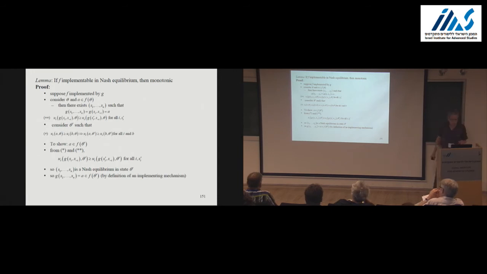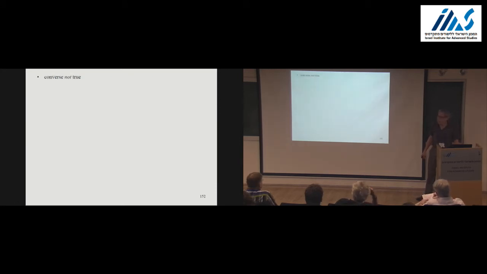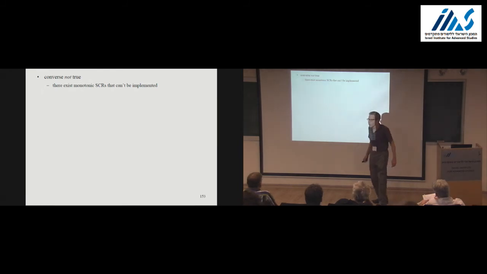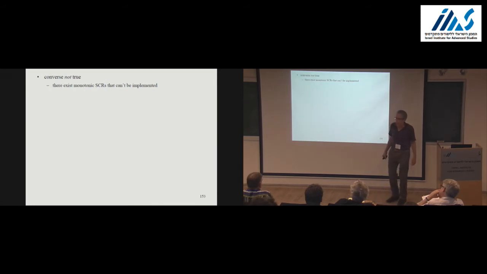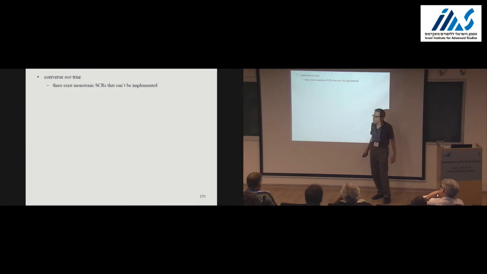Now, what about the converse? If F is monotonic, is it implementable? Actually, the answer is no. That is, we can construct monotonic social choice rules that are not implementable, but it turns out that they're pretty weird. Any such social choice rule has to have some pretty odd features. I'm not going to give you an example today, but trust me, they're peculiar.